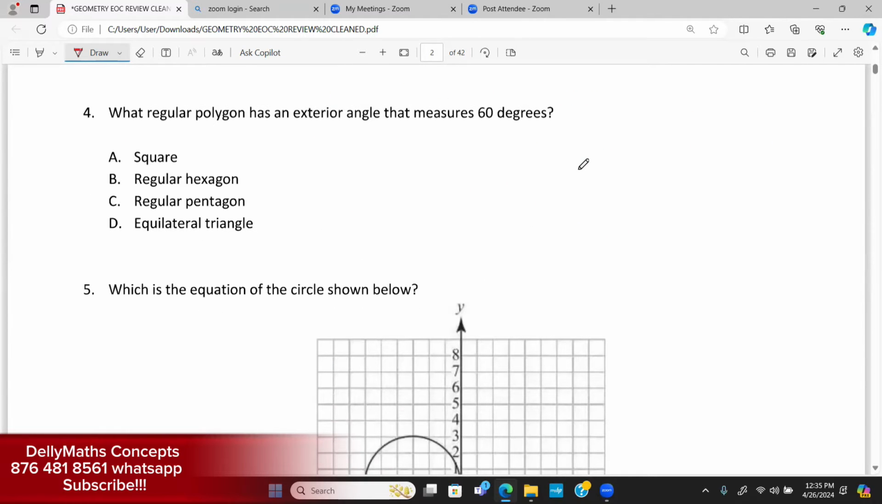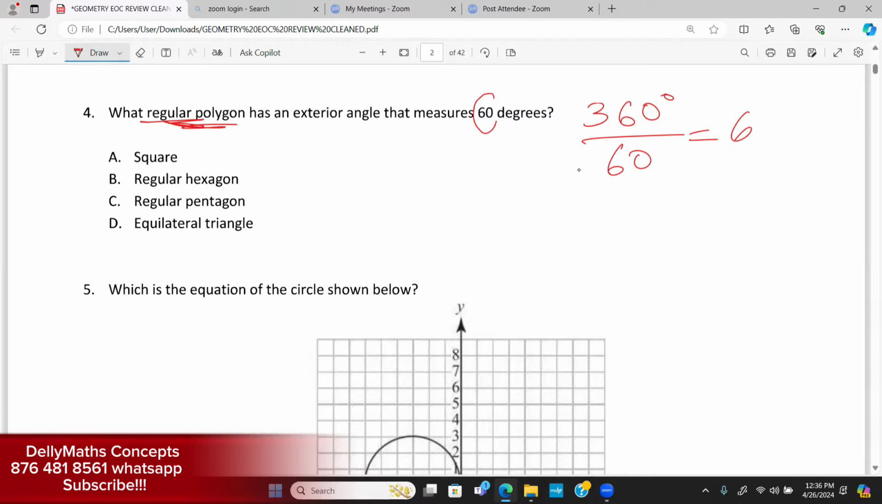What regular polygon has an exterior angle that measures 60 degrees? All right, the thing about exterior angles is that for all polygons, exterior angles add to give 360 degrees. So it doesn't matter how many sides it has, the measure of the total exterior angle will be 360. Now, when we use the term regular polygon, it is saying that all the external angles are the same size. So if I divide 360 by 60, it's going to give me 6, right?